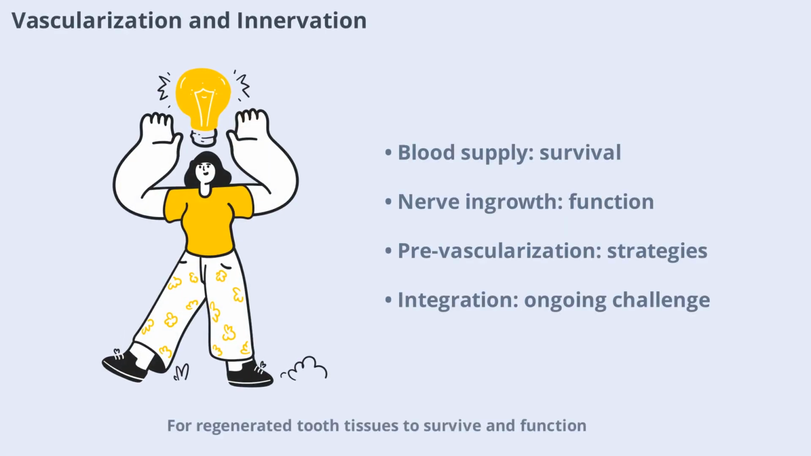For regenerated tooth tissues to survive and function, they must be rapidly vascularized and innervated. Scaffold-free spheroids and strands show enhanced angiogenic and neurogenic potential due to their 3D architecture and cell signaling. Pre-vascularization strategies, such as including endothelial cells and neurogenic induction protocols, are being developed to improve integration with host tissues. Achieving reliable blood and nerve supply remains a critical hurdle for clinical translation.